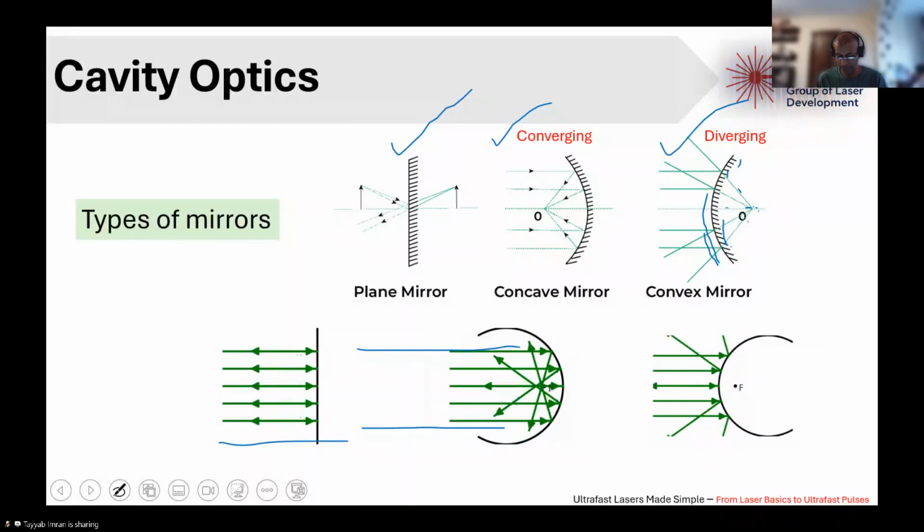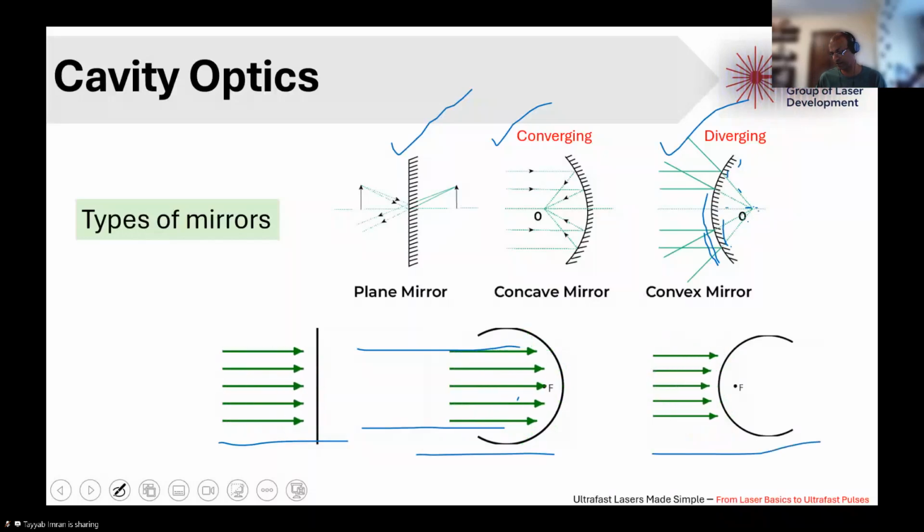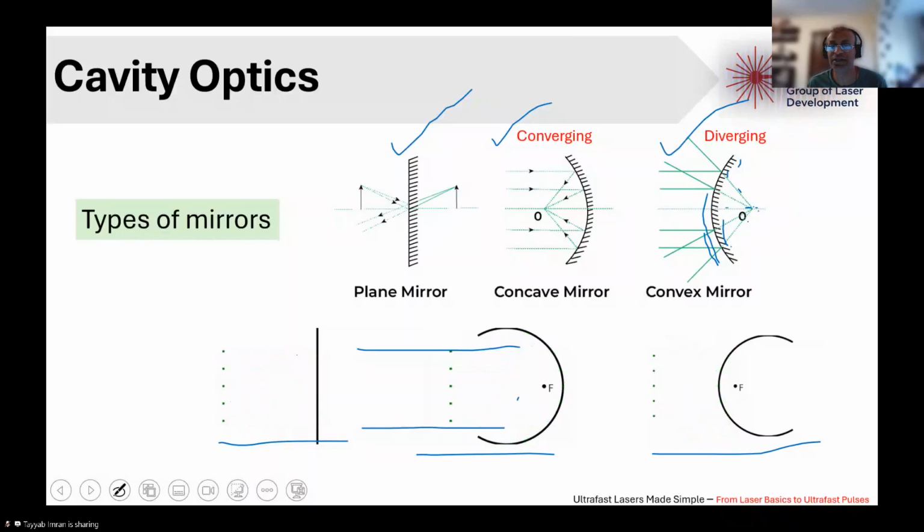So this is your plane mirror here. This is your concave and this is your convex mirror here. Okay. So in case of convex, the light strikes and it diverges, spreading in all the directions.